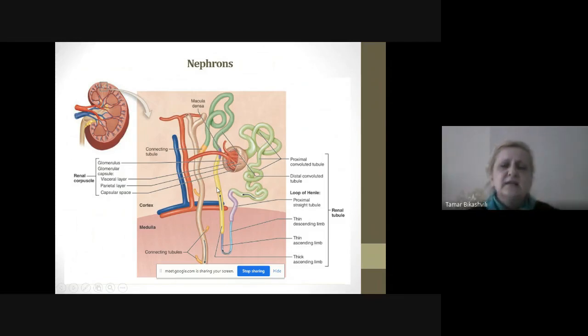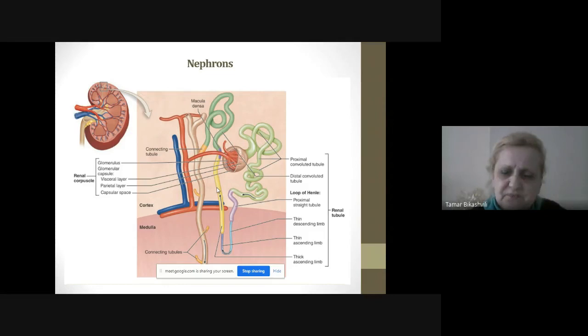Yes, the thick ascending limb. Here also are cuboidal cells, but no microvilli. There are also mitochondria here. And what proceeds here? Here also proceeds reabsorption, active transport of sodium and chloride ions. So this part, the thick ascending limb, is also involved in reabsorption of sodium and chloride ions.